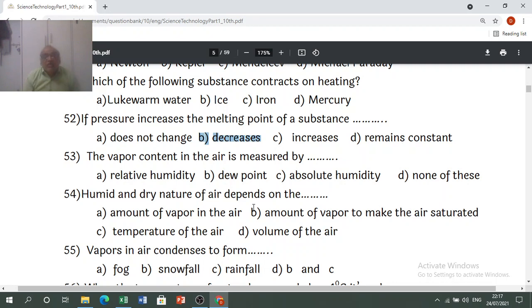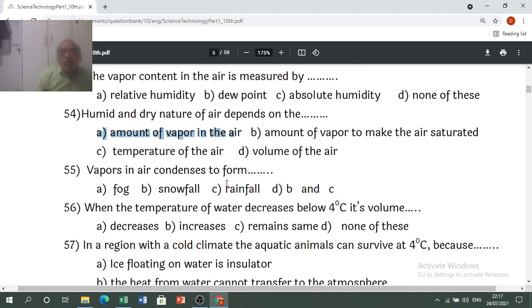If pressure increases, it melts rapidly. The vapor contained in the air is measured by absolute humidity. Answer is C. Absolute humidity. The humid and dry nature depends on the amount of vapor in the air. Vapors in the air condense to form rainfall and snowfall, that is B and C. Okay.